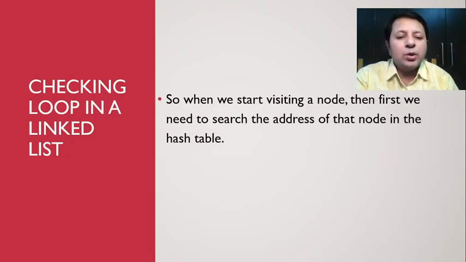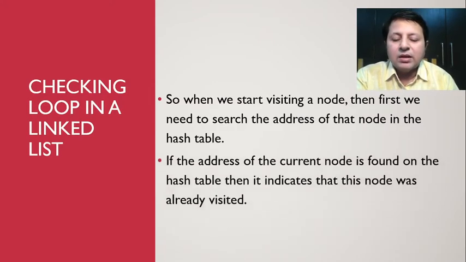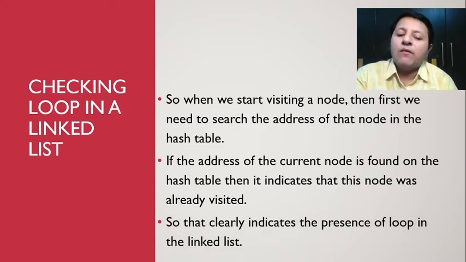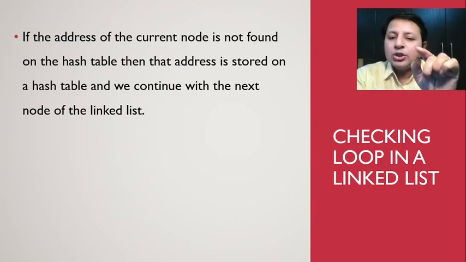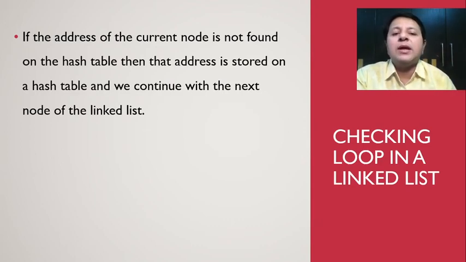So when we start visiting a node, first we need to search the address of that node in the hash table. One of the situations could be the address of the current node is found on the hash table, and that clearly indicates that this node was already visited, and obviously it means that there is a loop in the linked list. Now if the current node that we have just visited, the address of that node is not present on the hash table, then we'll simply store the address on the hash table and we will continue with the next node of the linked list.